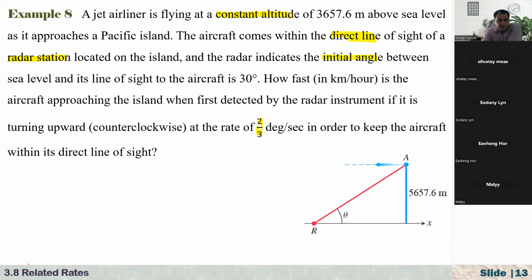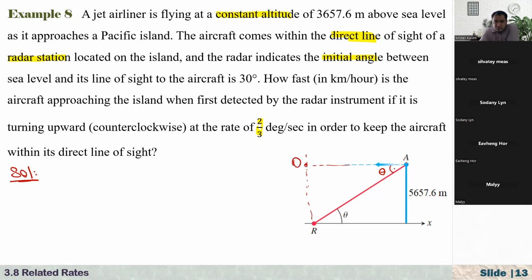Okay, let's see. We have to start somewhere, right? So the first time it detects 30 degrees, and this angle and this angle are equal to each other. We are changing this theta. How fast in kilometers per hour is the aircraft approaching? We have to find this approaching distance.